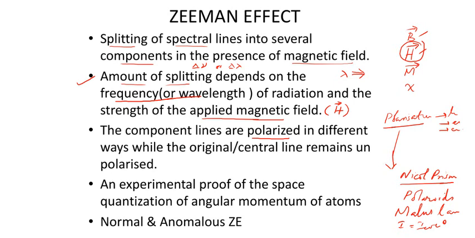So the thing to be understood is that the component lines that you obtain during the Zeeman effect are found to be polarized in different ways, while the original or central line remains unpolarized. That is a notable feature of Zeeman lines. The original line remains unpolarized, but the two component lines that you observe on both sides of the central line are found to be polarized. The nature of polarization of these two lines depends on the way in which you are observing the lines, or applying the magnetic field, whether perpendicular to the light or parallel to the light. Depending on that, the nature of polarization will be different. I will show it in another diagram.